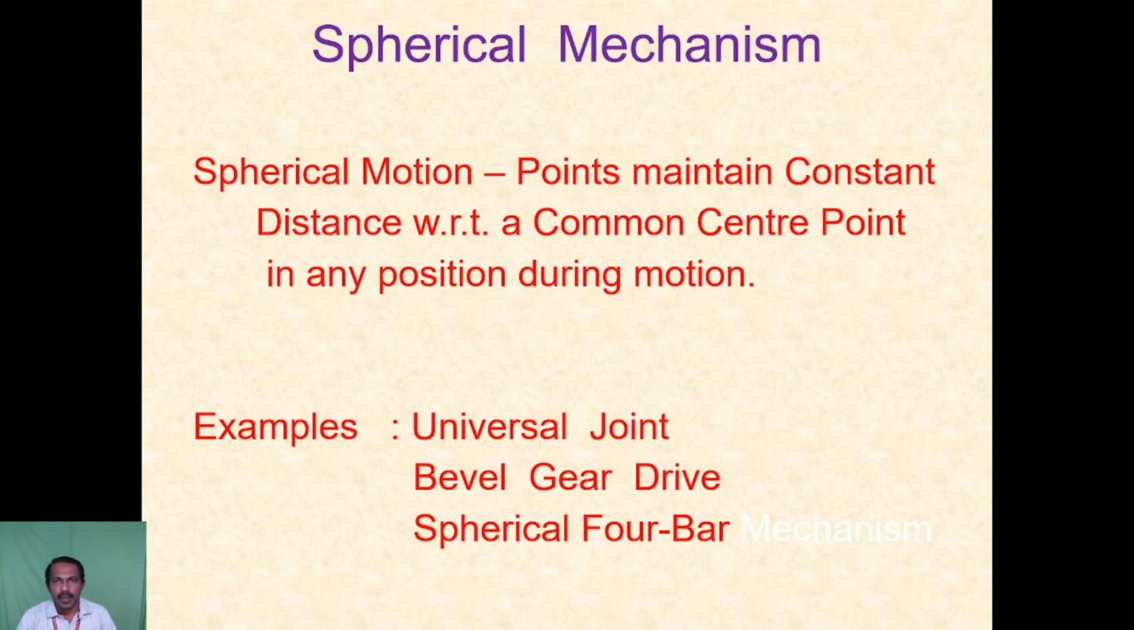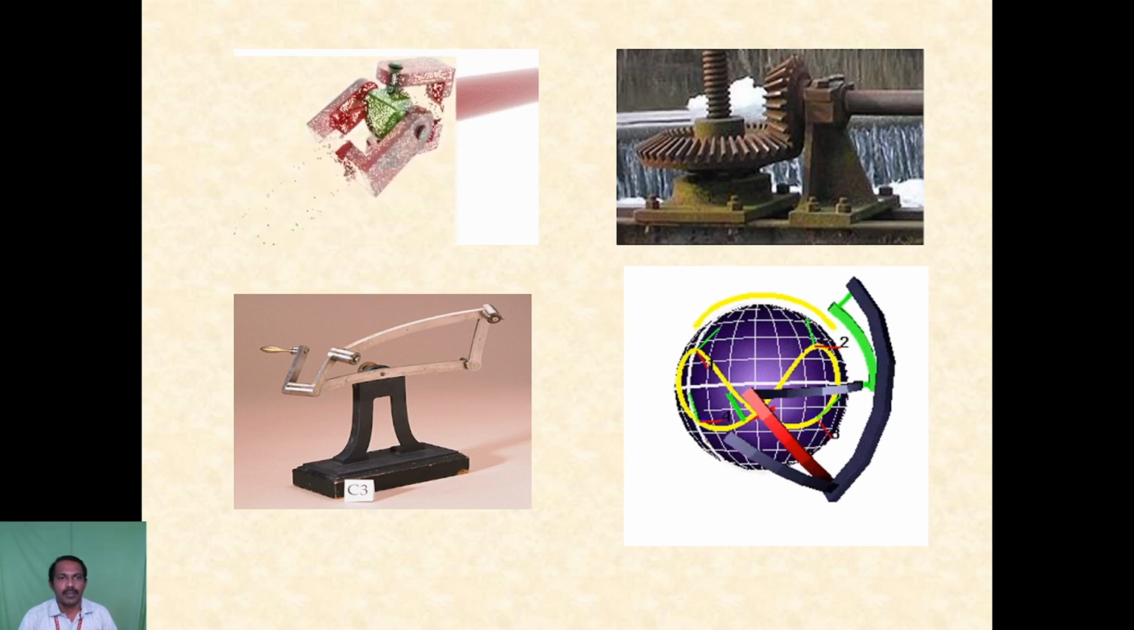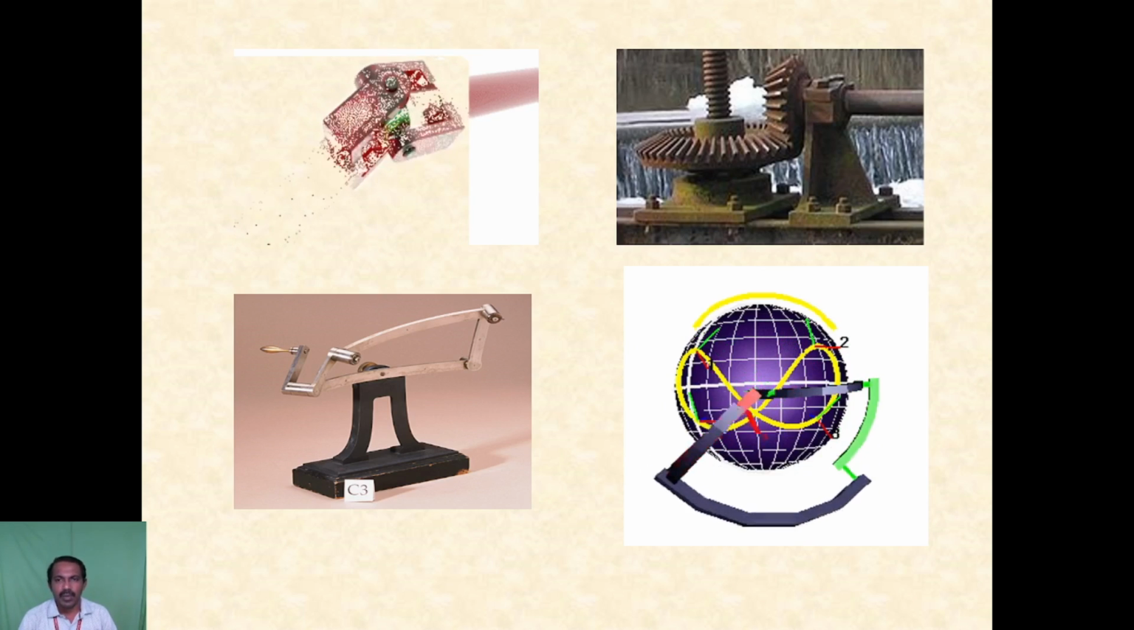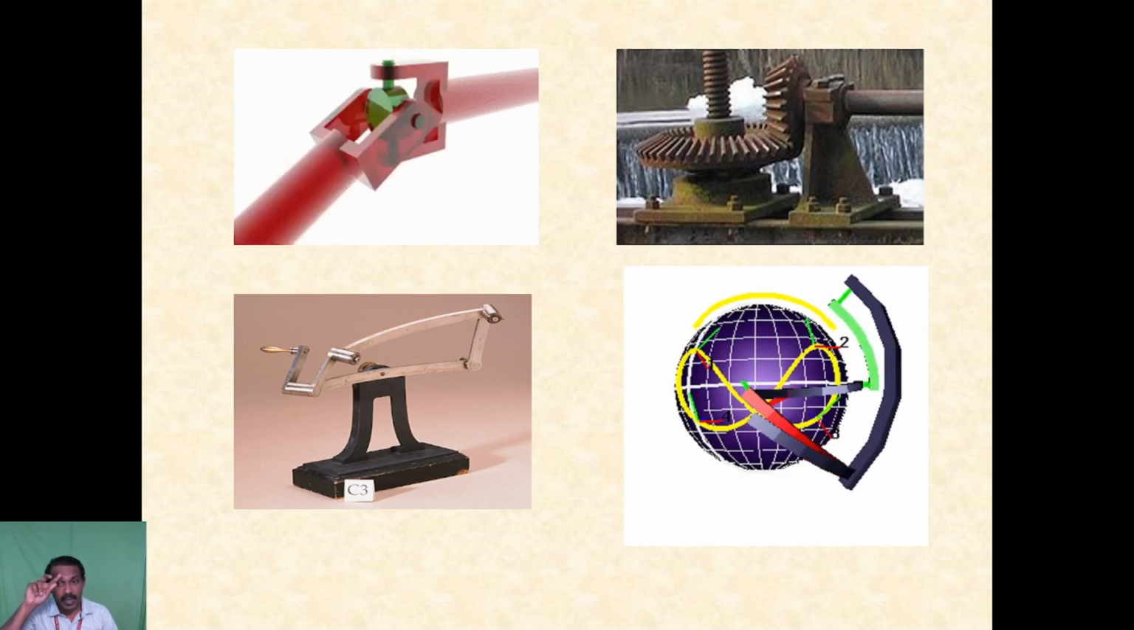Next, spherical mechanism. In a spherical mechanism, the points maintain a constant distance with respect to a common center point in any position during motion. For example, the universal joint, then bevel gear drives, and then the spherical 4-bar mechanism. Here is a spherical mechanism, the universal joint. First, you see the diagram, the spherical universal joint. Second is the bevel gear. Last is the spherical 4-bar. That is a spherical mechanism.